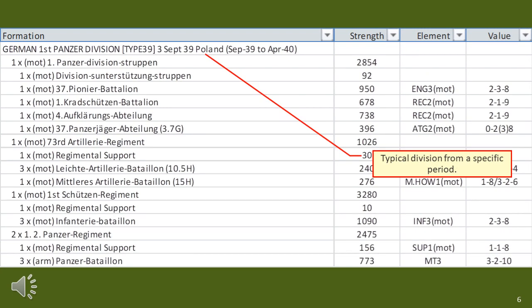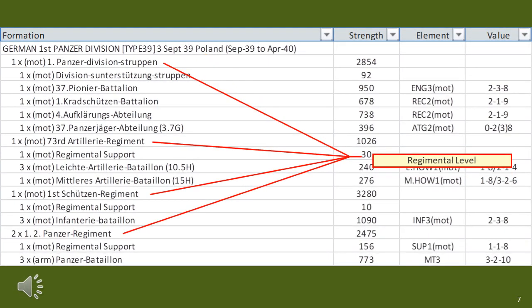Let us now look at a typical division in a specific period. In this case, the 1st Panzer Division on the 3rd of September 1939. The regiment or equivalent level formations are clearly listed, as you can see here. The number of each regiment is included, as well as its combat strength. I'll discuss how I derive the combat strength later.